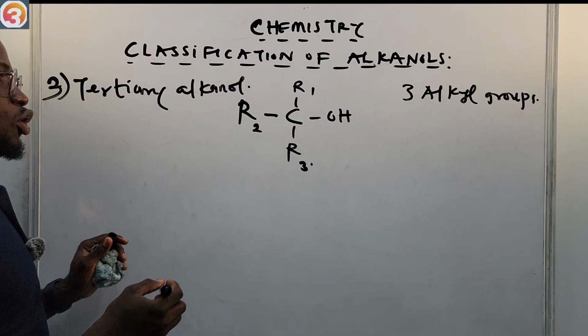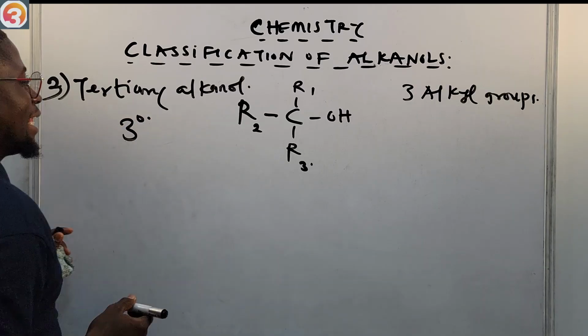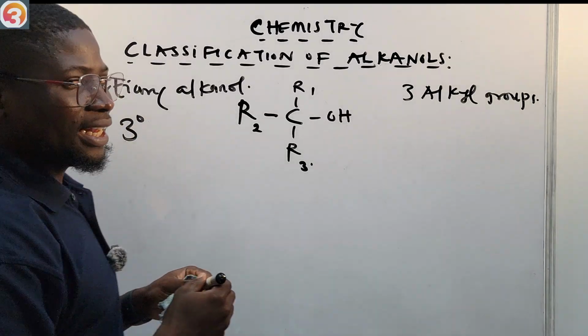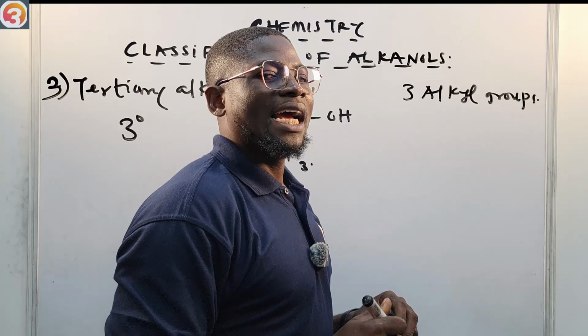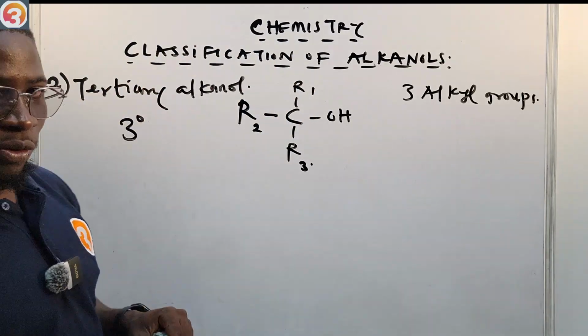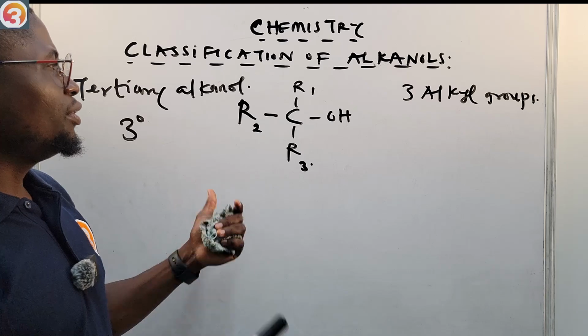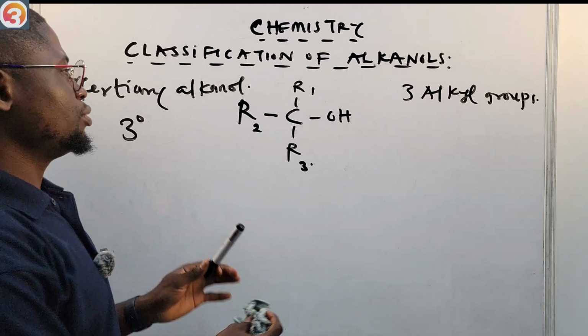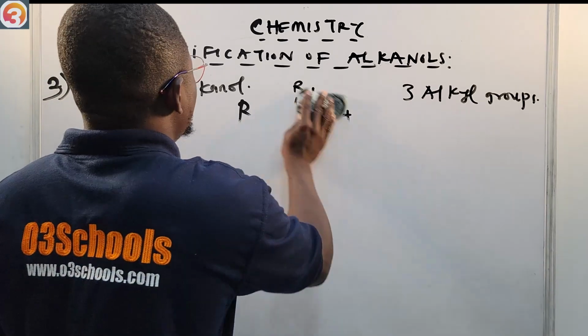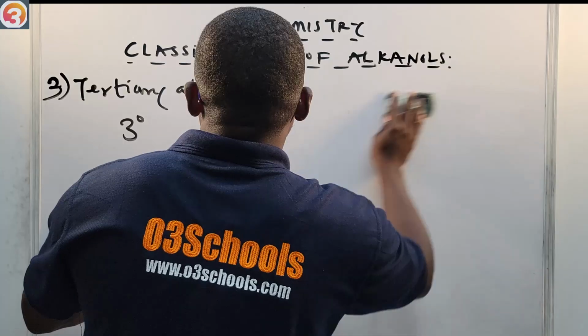Tertiary what? Alkanol. Or we call them what? 3-degree alkanols. Take note of that. So they are also known as tertiary alkanols. All right, so now, having known that, let's use an example to illustrate. Let's see an example of a tertiary alkanol.